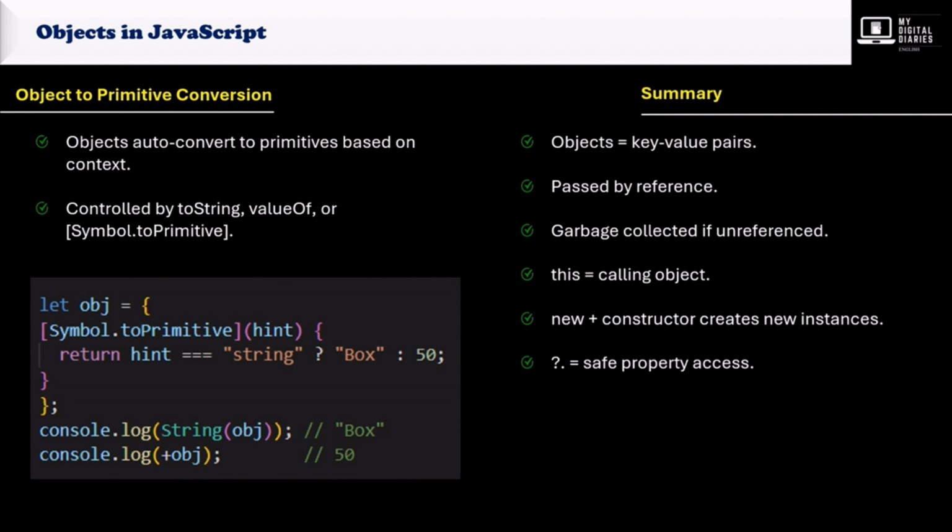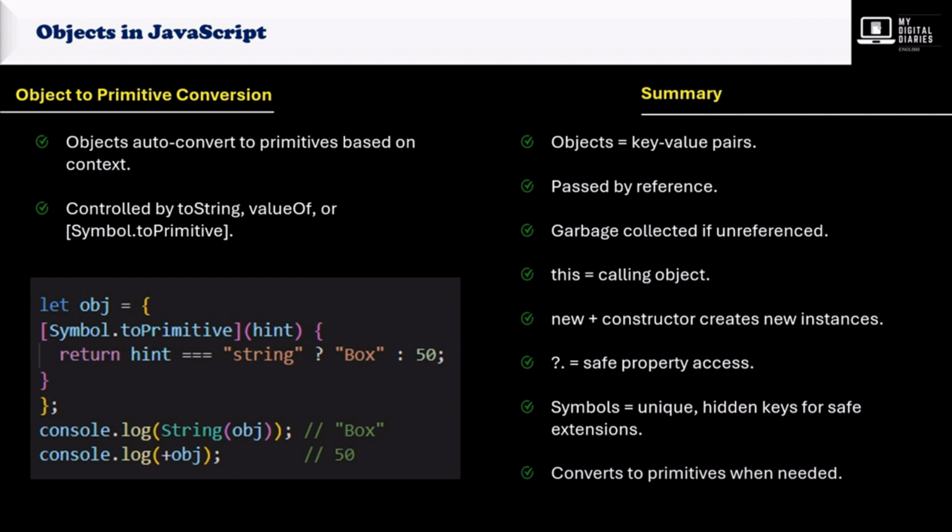Optional chaining, that is ?., helps us safely access properties without runtime errors. Symbols allow us to create unique hidden keys for safe object extensions. And finally, objects can convert to primitive when needed using the toString, valueOf, or Symbol.toPrimitive method. With these concepts, you now have a strong foundation for working with objects in JavaScript.